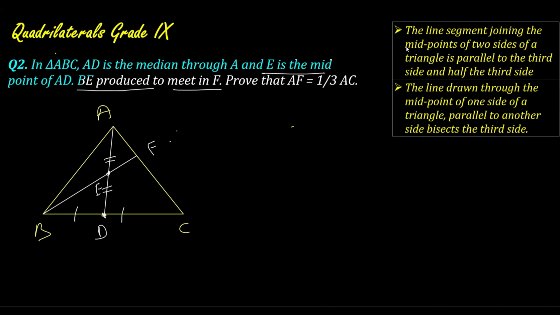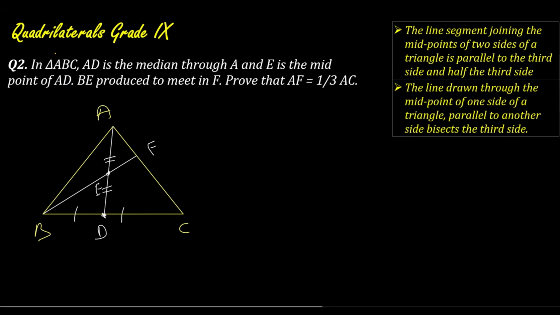So we have used all the information we had here. And now check what we have to prove here: AF is equal to 1/3 of AC. This AF is 1/3 of AC. I'll show it again: this AF is 1/3 of AC is what we have to prove. So for that, we are going to make it 3 equal divisions here.